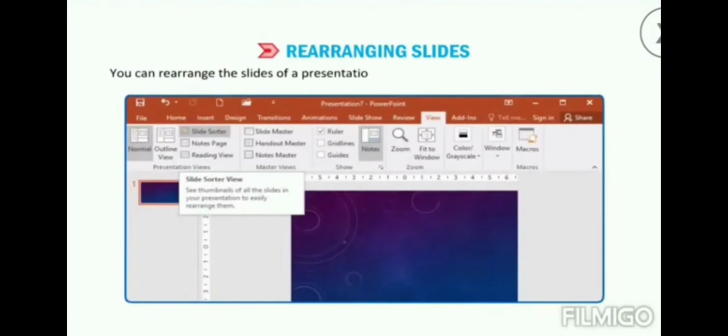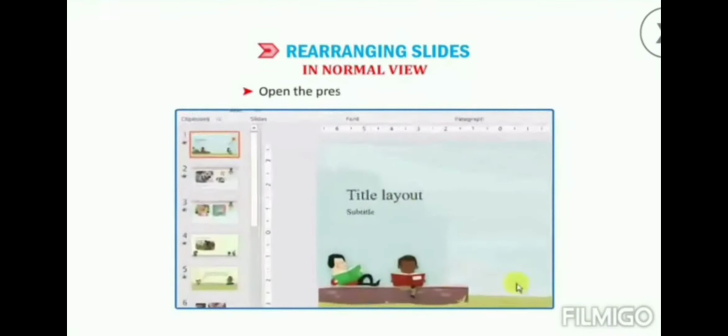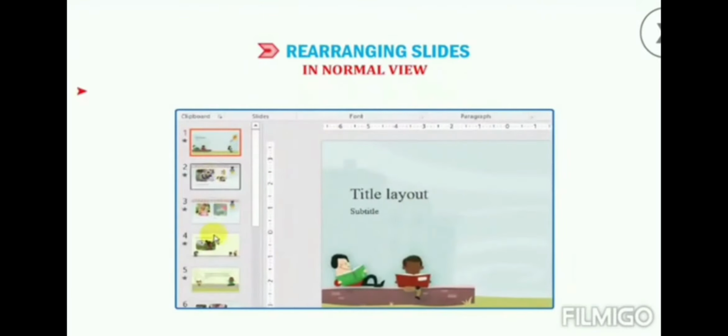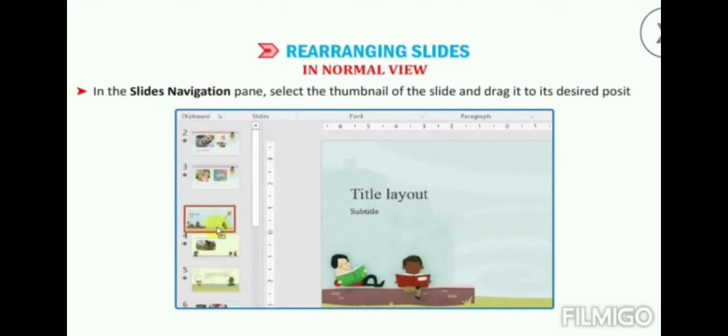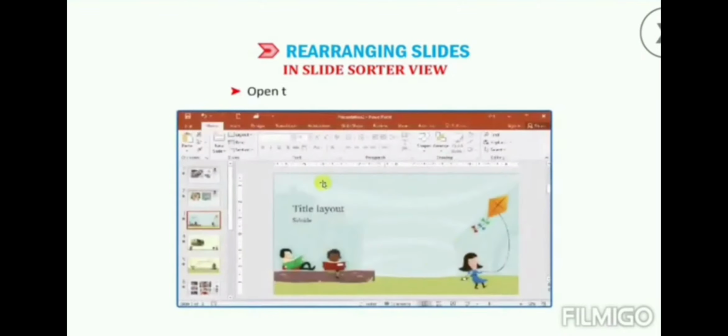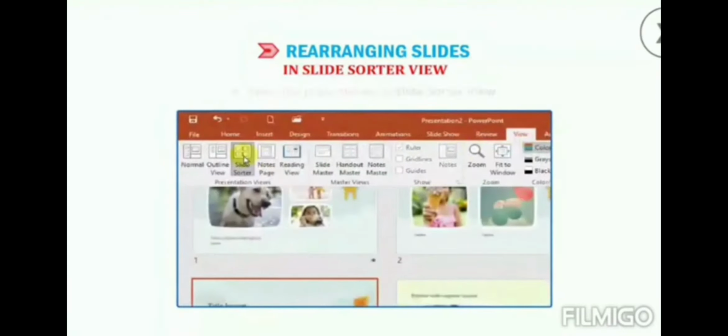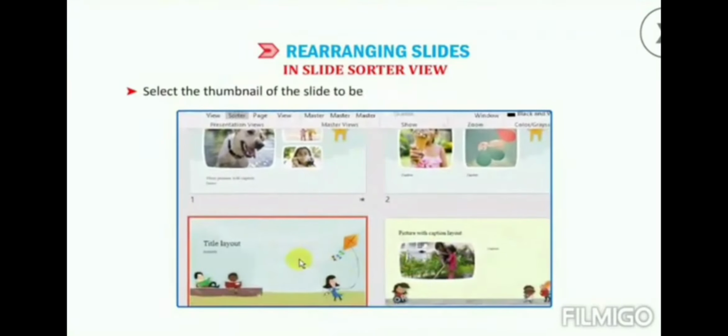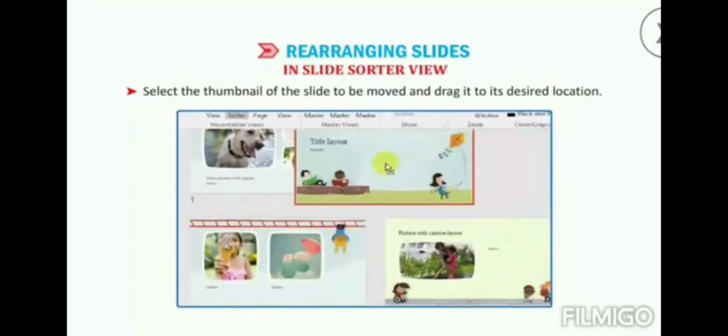Let us learn how to rearrange slides now. You can rearrange the slides of a presentation in normal, outline and slide sorter view. Let me first tell you about normal view. Open the presentation in normal view. In the slides navigation pane, select the thumbnail of the slide and drag it to its desired position. Now let me tell you about slide sorter view. Open the presentation in slide sorter view. Select the thumbnail of the slide to be moved and drag it to its desired location.